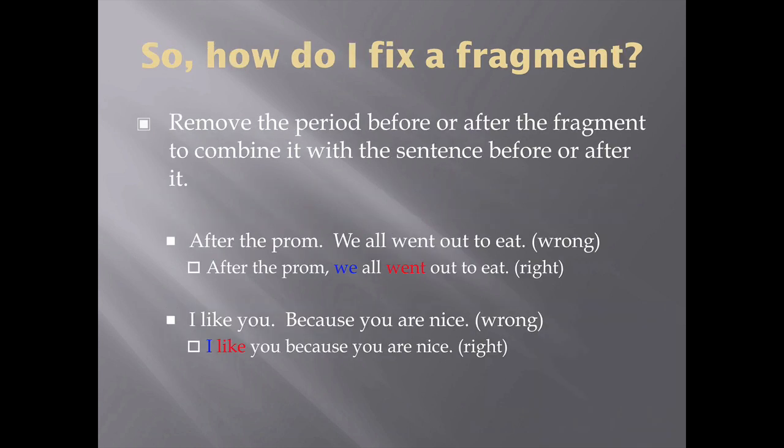So now that we know that we can't have those in expository pieces, the question becomes, how do I fix a fragment? A fragment fix is a super easy fix. All you do is take the period out before or after your fragment, and you're going to combine it with the sentence that comes before or after it. Now, when you're choosing which sentence to combine it with, as a writer, you just need to know, where was your meaning? Where's your chunk of meaning? If the chunk of meaning is that your fragment should attach to the sentence before it, then attach it there.